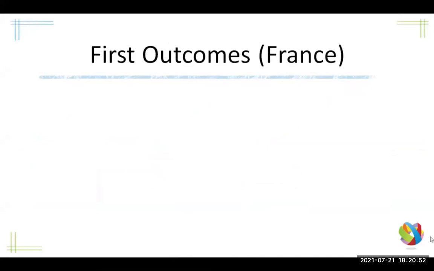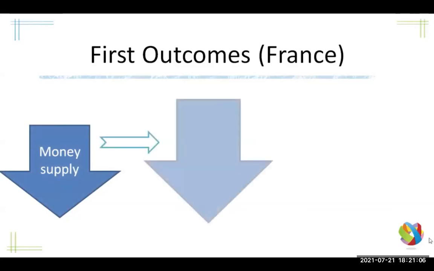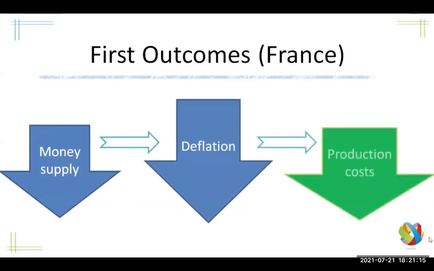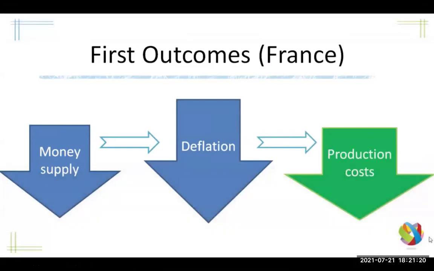Let's have a look at the first outcomes from France. In France, because they're exporting, their money supply will decrease. This will have the opposite effect to what happened in England, and we will see deflation. And again, the opposite effect from England. This will lower French production costs because the inputs cost less money, the labour, and all the other things. And so French goods will be cheaper.